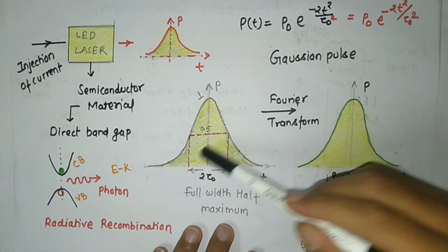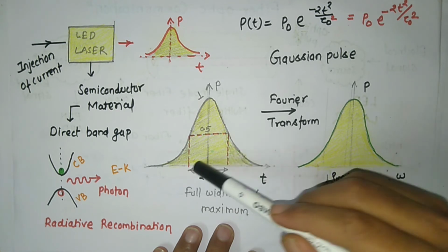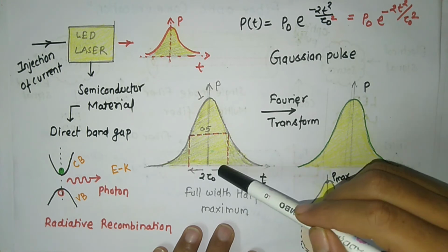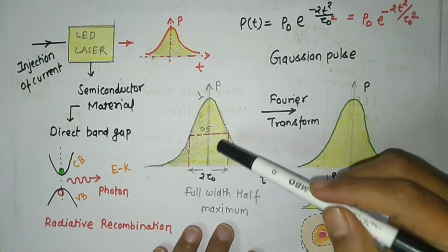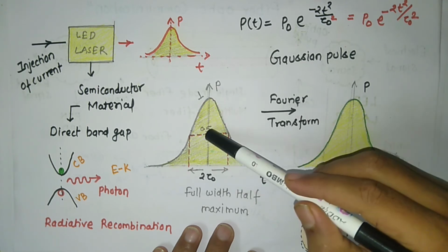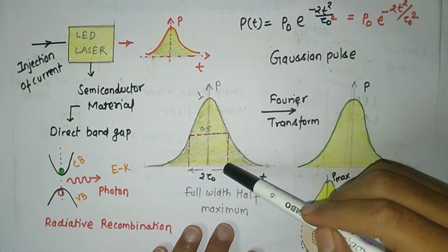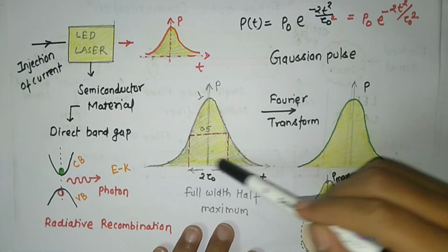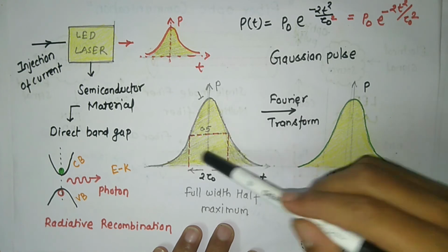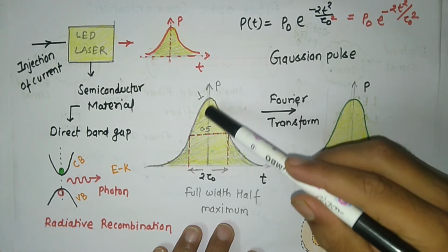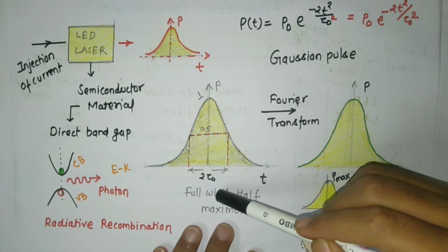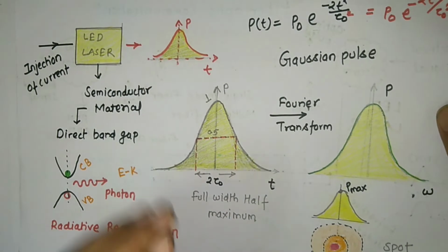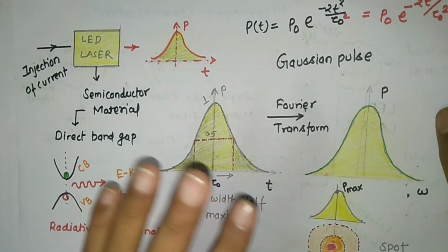Let's draw the projection on the horizontal axis. You get a width, and you get this width when power becomes half. That's why we say it's a full width. This is the full width you have got when your power becomes half. That's why we say it's a full width half maximum. Okay, so briefly I have discussed the optical source.